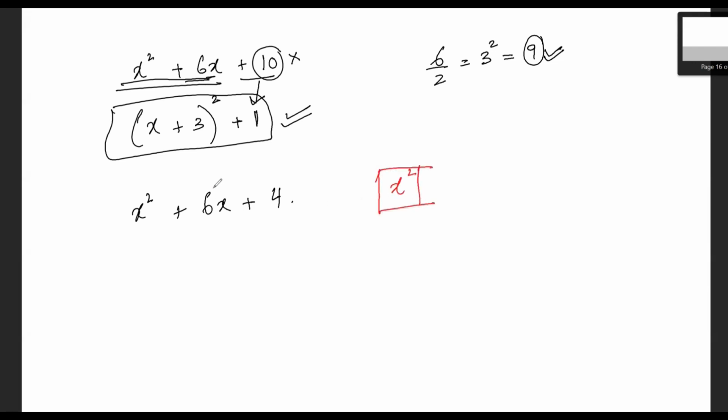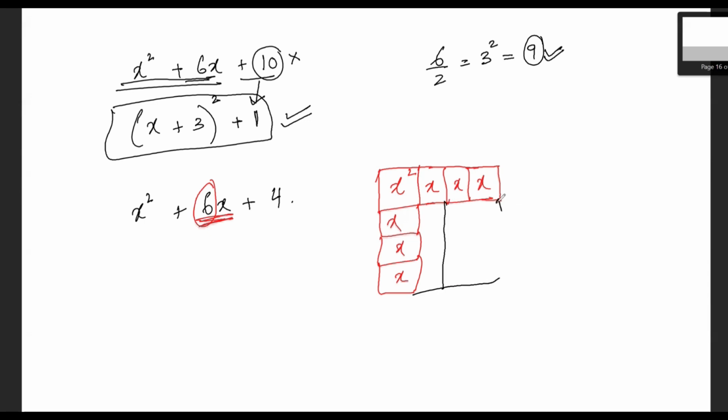Then you divide this number by 2 to get how many x you write here, because you have to divide it equally in two parts. So you get x, x, and x here. Total you have 6x, right? And x, x, and x here. Now to complete the square, how much more do you need? Means how many ones do you need? You can see you need 1, 1, 1, 1, 1, 1, 1, 1, 1.